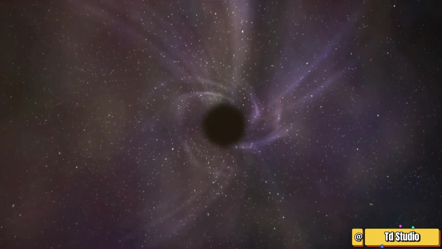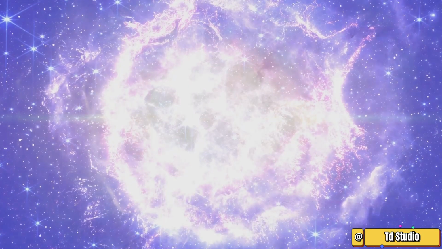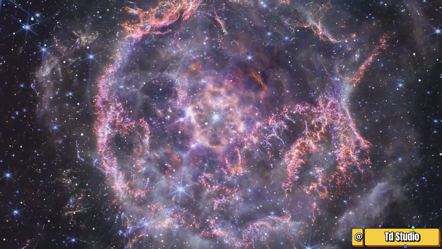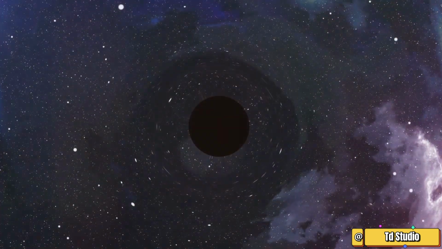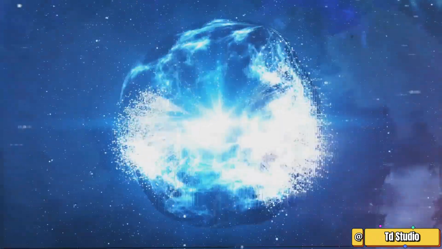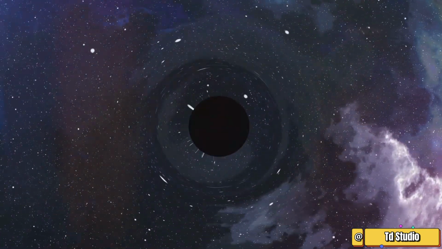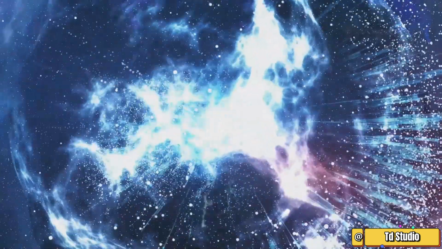But what exactly are black holes, and how do they come into existence? They are born from the death throes of massive stars in a spectacular process. When these stars exhaust their nuclear fuel, they collapse under their own gravity, leading to a dramatic implosion. This collapse creates an object so dense that it punctures a hole in space-time, forming a black hole.